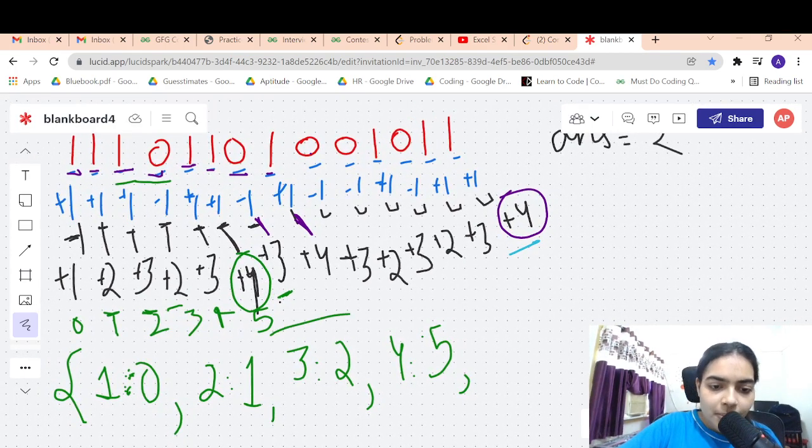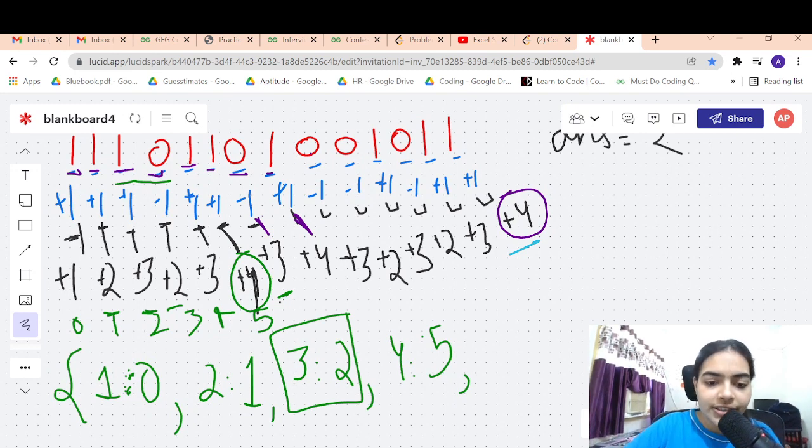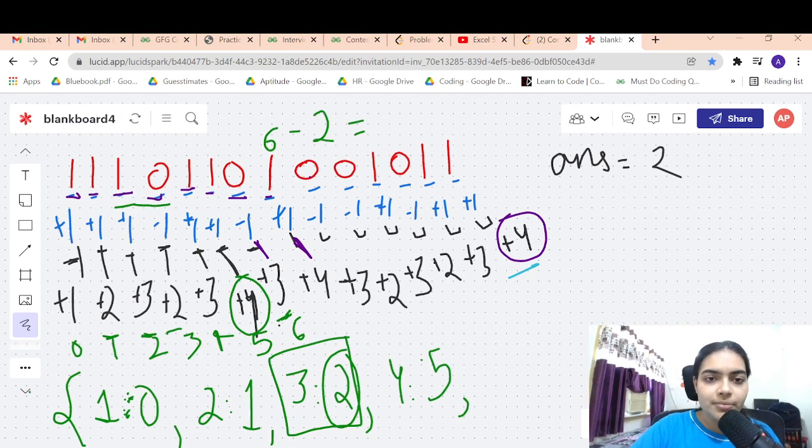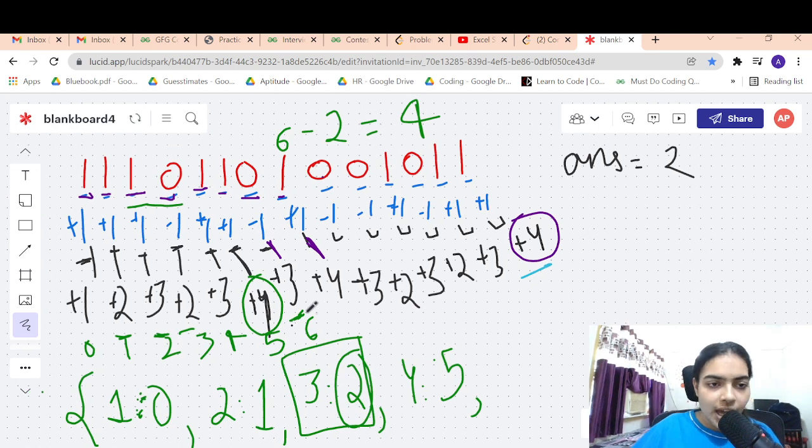So I will check in the map, when did I see a 3? I saw a 3 at the second index. Again I am seeing a 3 at the sixth index. So 6 minus 2 is equal to 4. I have a subarray of length 4, which is cancelling out because they have equal number of zeros and ones.